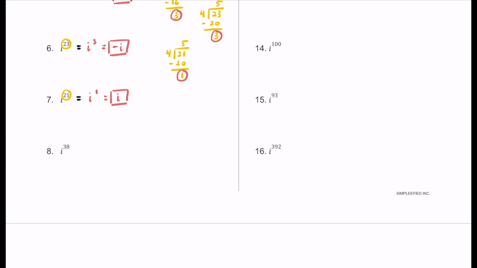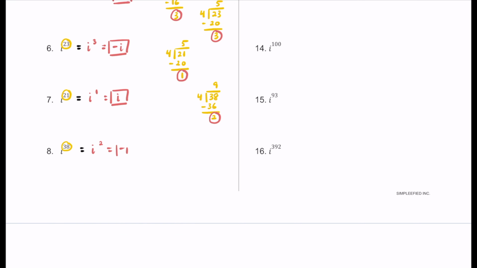For number 8, we have i to the 38th power, so let's see how many 4s fit into 38. Take 38 and divide it by 4. 9 times 4 is 36, as close as we can get. We get a remainder of 2. This remainder of 2 lets us know that we are going to have i to the 2nd power left over here, okay? Now i to the 2nd power is equal to negative 1.